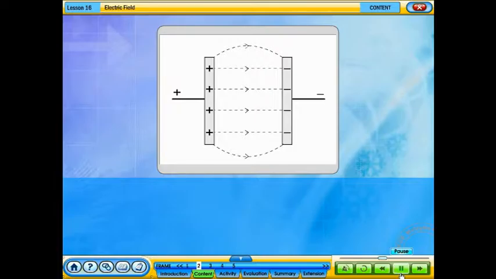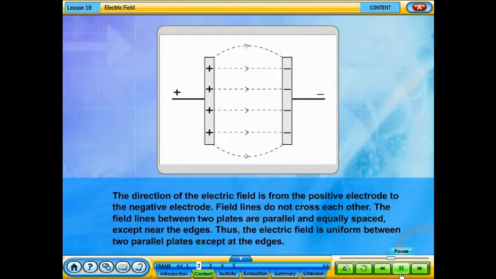The electric field can be represented with electric field lines. It can be illustrated by drawing lines of electric force. The direction of the electric field is from the positive electrode to the negative electrode.